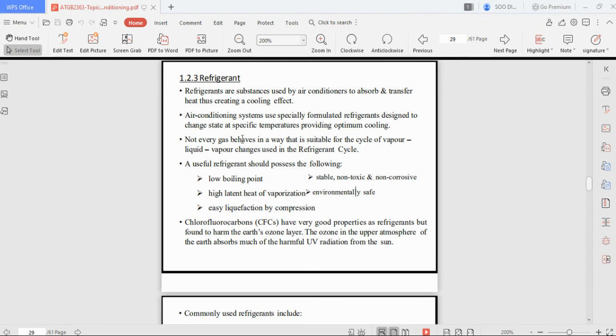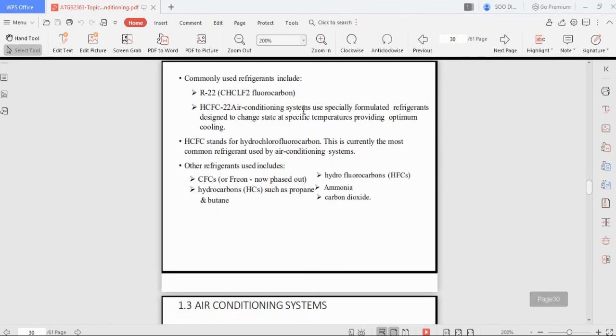So refrigerant is a specially formulated gas to be used in this refrigerant cycle. And CFC has good properties, meaning they tick boxes 1, 2, 3, 4, but they fail for the environment because it harms the ozone layer. Okay, on to the next one.